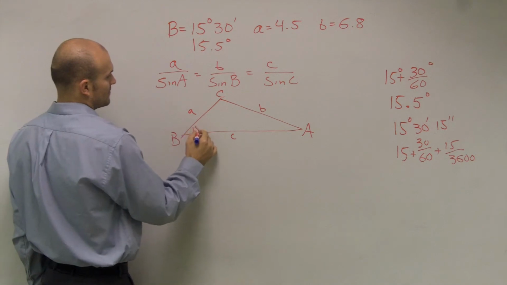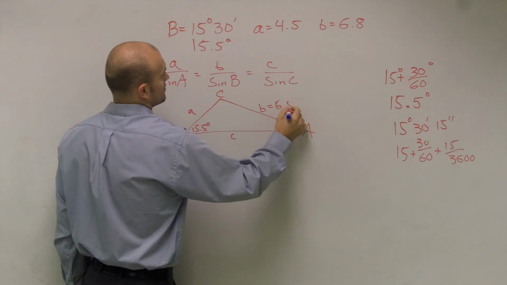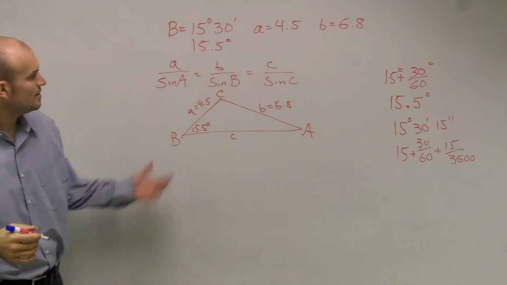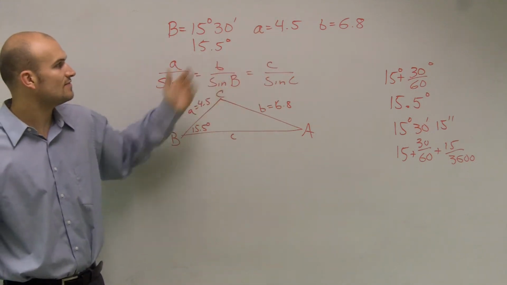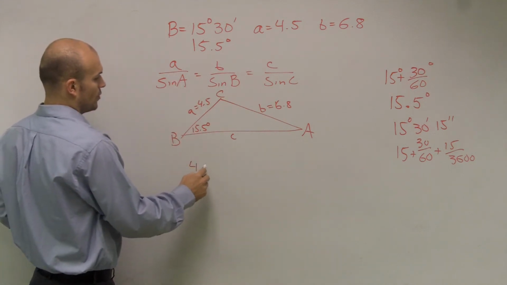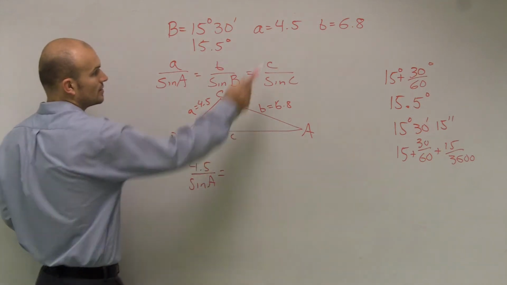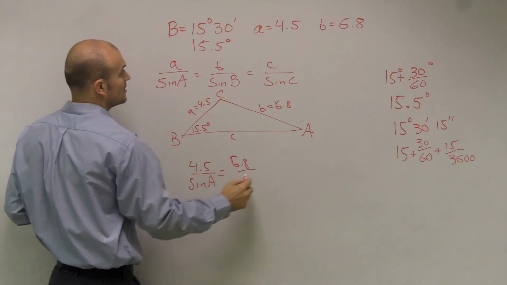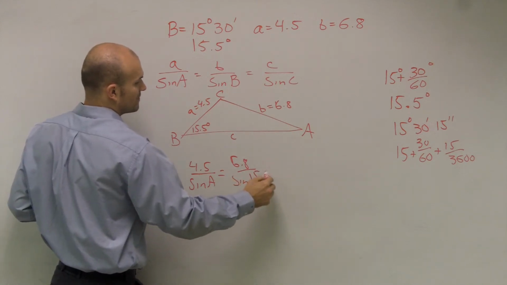So angle B is 15.5 degrees, side b is 6.8, and side a equals 4.5. Immediately I do not know what angle A is, and I can use my proportion to find angle A. So I'll say 4.5 over sine of A is equal to the ratio of B, since I know those values, which is 6.8 over the sine of 15.5.